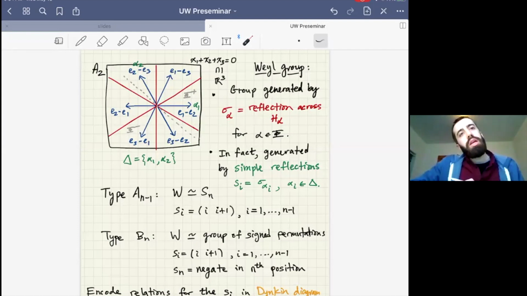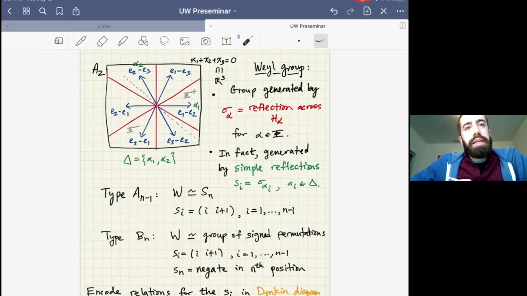So this is a generating set for the group we're interested in, but it's not a minimal generating set. To get a minimal generating set that's going to be relevant for the combinatorics we're interested in, we're going to choose what's called a collection of simple roots. This will be some subset of my root system. Here I'm drawing the simple roots in green. I'll use delta to denote the set of simple roots. In this case, I have two simple roots: e1 minus e2, which I'll call alpha 1, and e2 minus e3, which I'll call alpha 2.